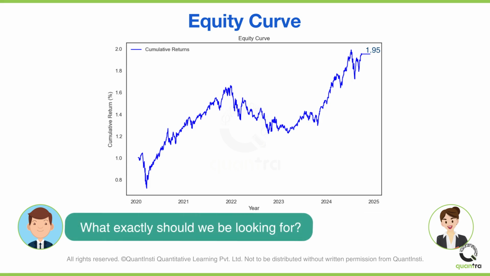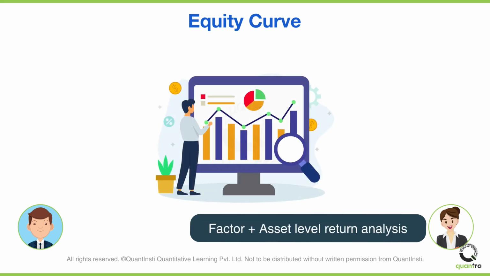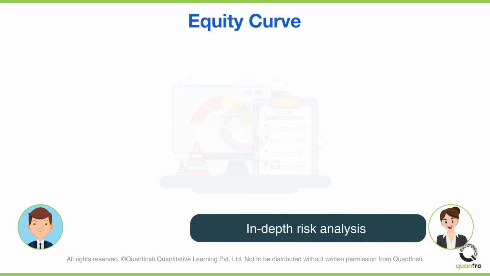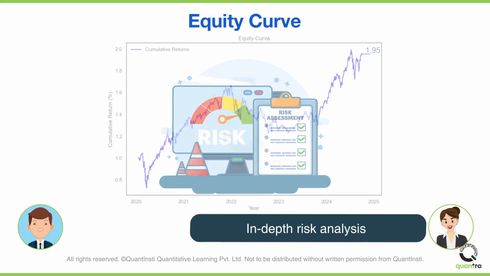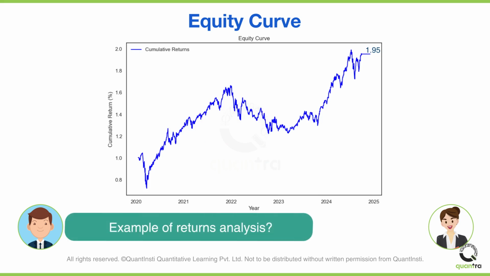Mary, what exactly should we be looking for when we perform this analysis? We can start by understanding how the components of the portfolios contributed to these returns. For example, we can perform both factor-level and asset-level return analysis. In addition to that, we would also need to study the risk of this portfolio in depth. Could you give an example of this returns analysis?